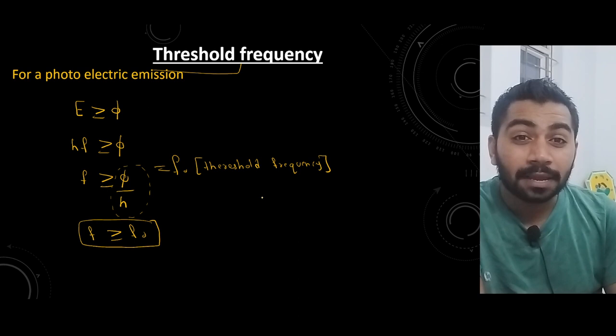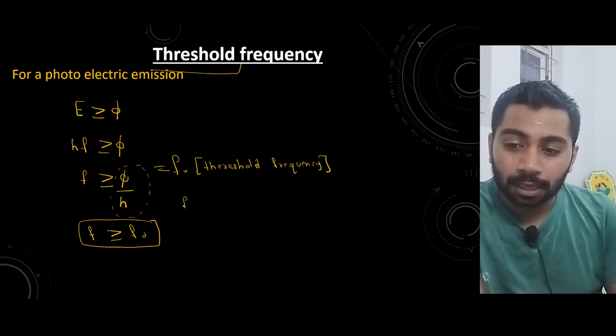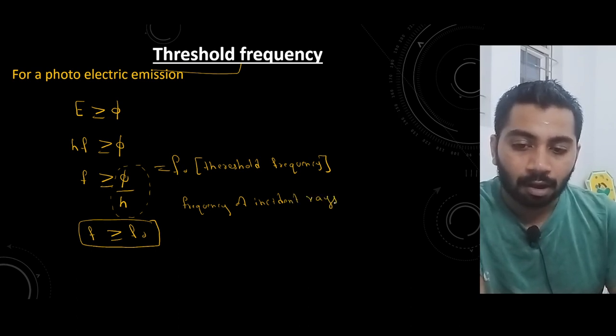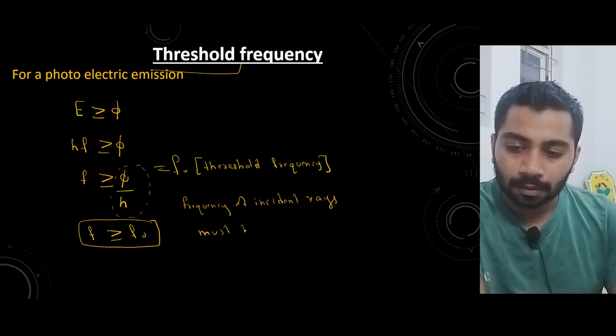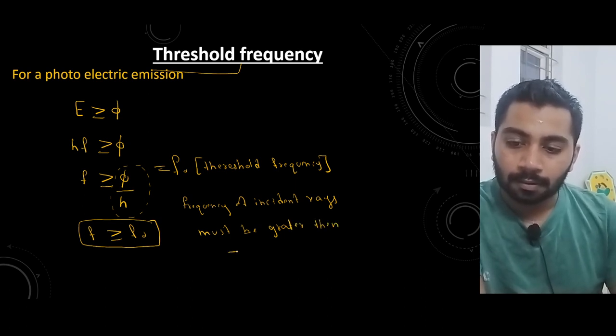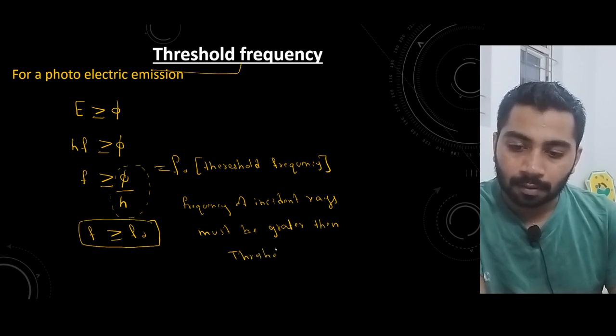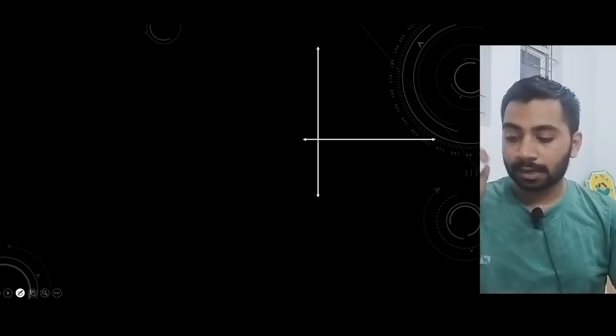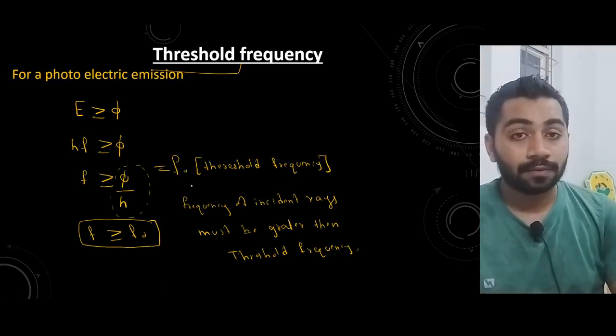Frequency of the incident ray must be greater than threshold frequency. Do I need to write that? Okay. Frequency of incident ray, or rays, or radiation must be greater than threshold frequency. Clear. Now this threshold frequency has a graph.